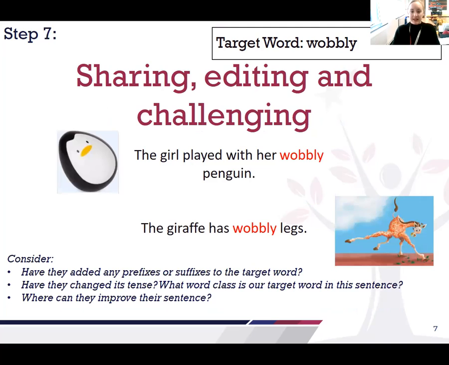Super. So here are my sentences that I chose to write. So I chose this lovely penguin toy that you might have something similar at home, or your younger brothers and sisters might. And I've said, the girl played with her wobbly penguin. Okay, so it's describing that the penguin is moving from side to side.